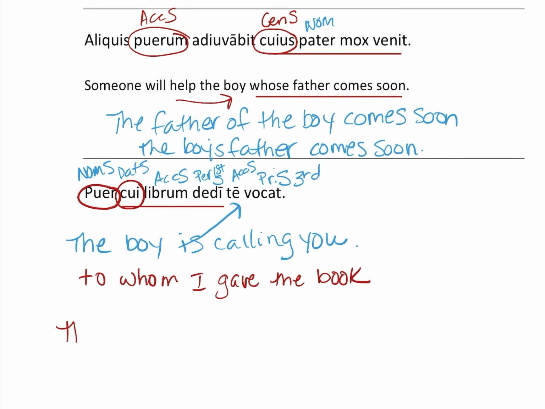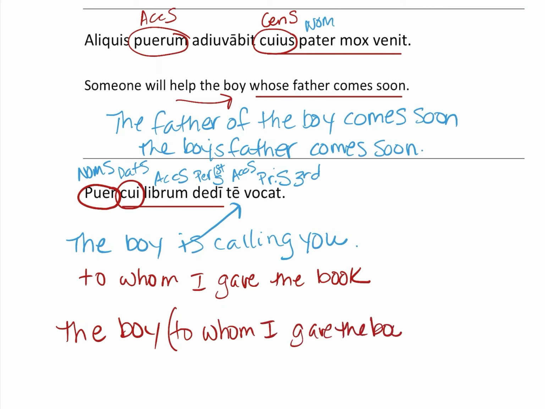So let's put them all together. The boy, and here comes our relative clause to describe more about the boy. And I'm going to put parentheses around it. To whom I gave the book. It's not a complete sentence, but it has a subject and a verb. A subject I, gave is the verb, is calling you. But we describe which boy? The one to whom I gave the book.